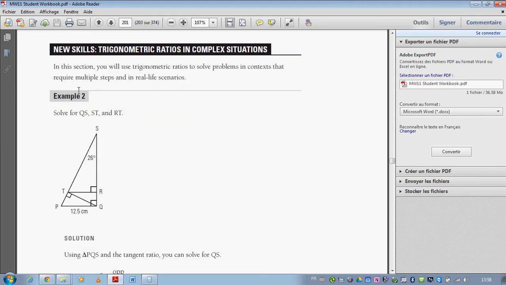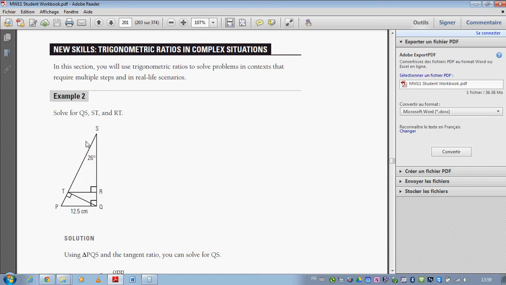Okay. So moving on to example two, trigonometric ratios in complex situations. Here it's telling you to solve for QS, ST, and RT. What that means is solve for QS, so figure out the length from Q to S. ST is figure out the length from S to T, and RT is figure out the length from R to T. Okay? Now you're provided with this angle right here and with this side right here.